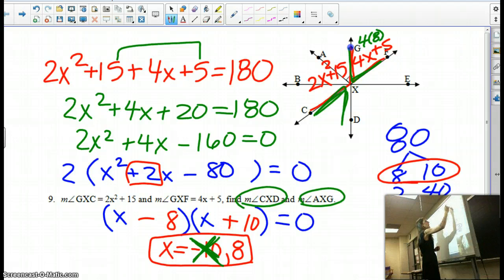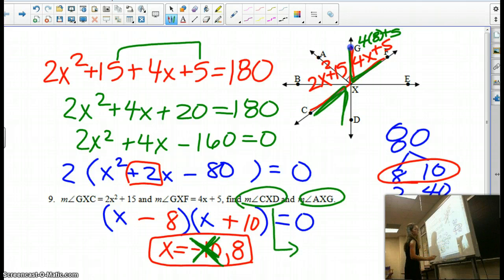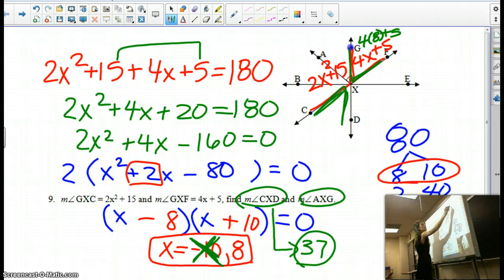4 times 8 plus 5. 32 plus 5. And so we know that this angle right here, sorry, we're getting messy. This angle right here is 37 degrees. The measure of that angle is 37 because these are vertical angles. So if this one is 37, then this one is 37.